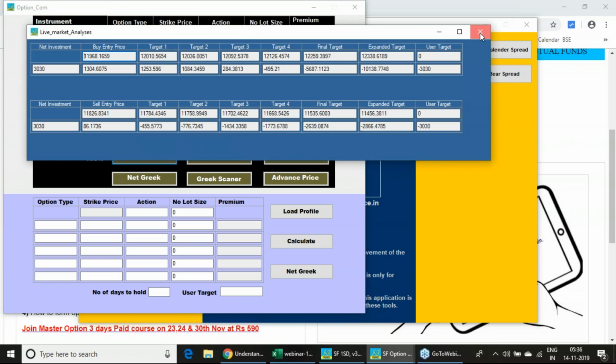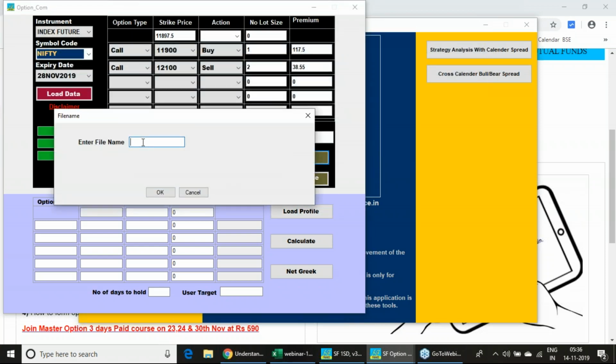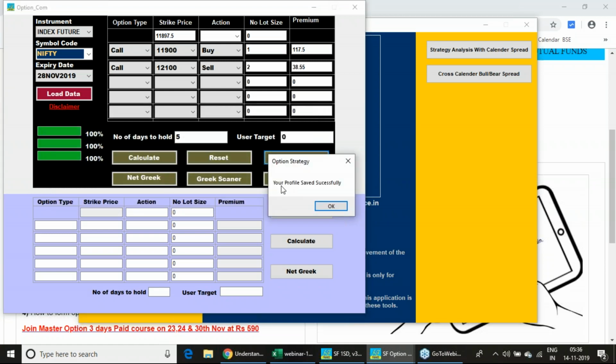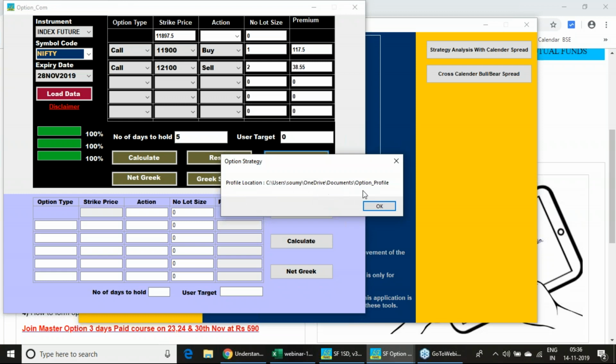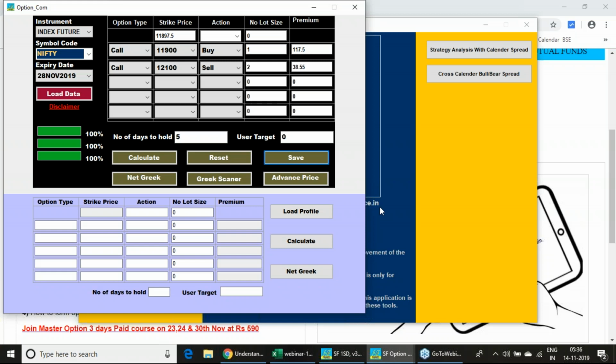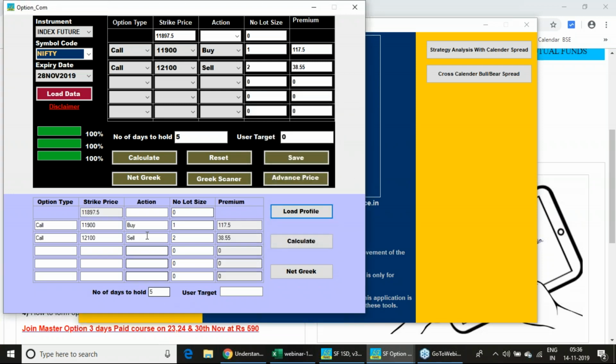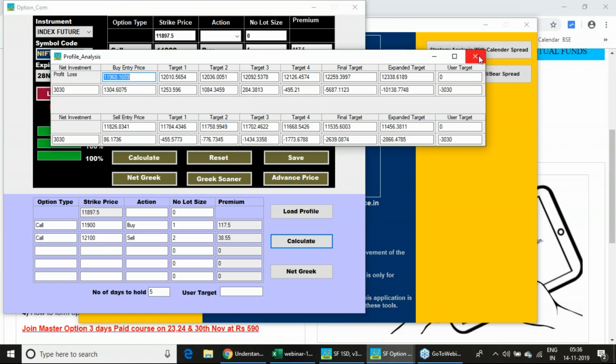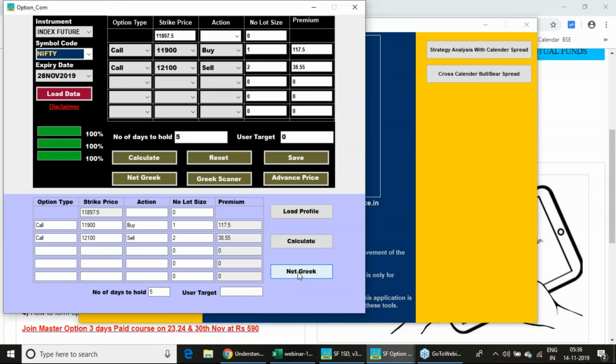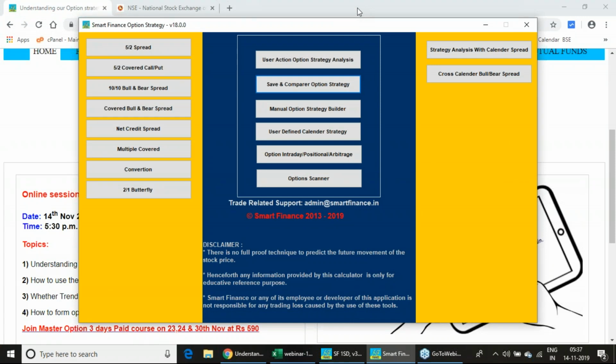I calculate it, and post calculations, if I want to save this, it asks me for the file to save. So I am giving Nifty 14th November 2019. This is the strategy name I have given. It tells me that the profile has been saved correctly and where it got saved, so that location also we come to know. If in future, after 2 days, you want to see that same strategy, you can go for load profile and you will get all these strategy names here. You can select the strategy and load this profile. Here all your calculations will come. Whatever calculations you got at that time, the same calculations will pop up here, including its net Greeks and other things. So this is also one extended edition of that same feature.